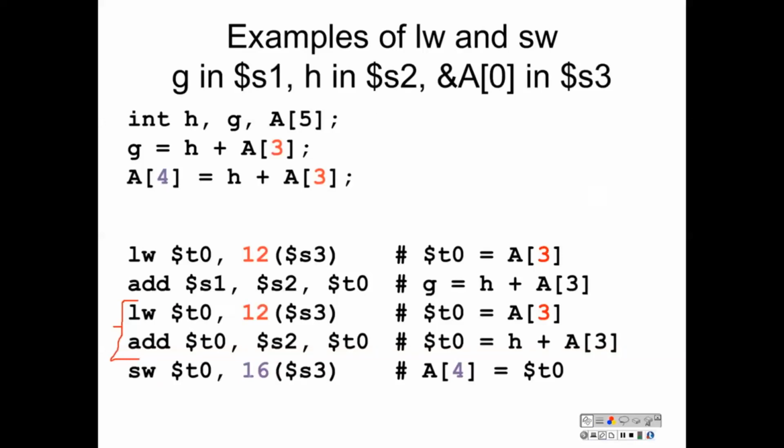So the assignment of H plus A[3] into A[4] is accomplished by doing a store word of the calculated value of H plus A[3] out to the index of 16 offset from the base address $s3. Again, 16 is equal to 4 times 4. So 16 bytes from the start of A is the location of A[4].